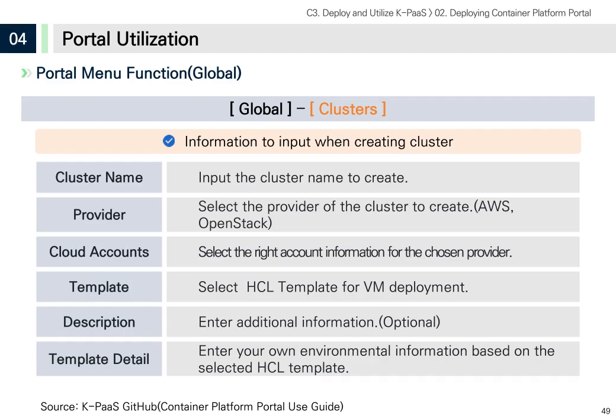Here's what you need to enter. First, cluster name. Enter the name of the cluster to create. Second, provider. Select the provider of the cluster to be created, such as AWS, OpenStack, etc. Third, cloud accounts. Select the account information for the selected provider. Fourth, template. Select the HCL template for your VM deployment. Fifth, description. Enter additional information if needed. Finally, template details. Enter your personalized environment information based on the selected HCL template.